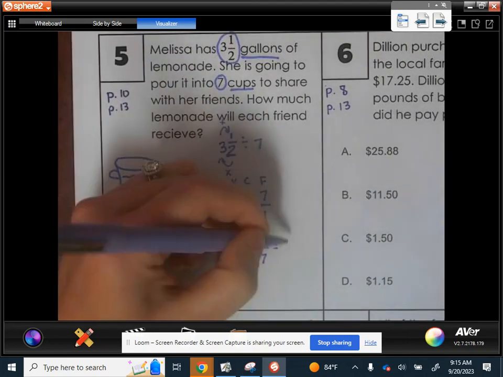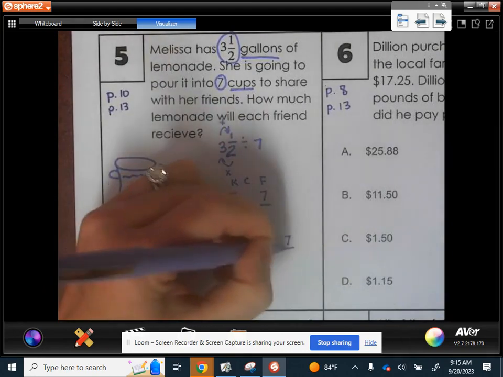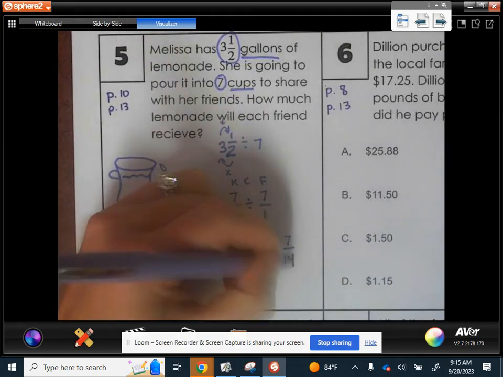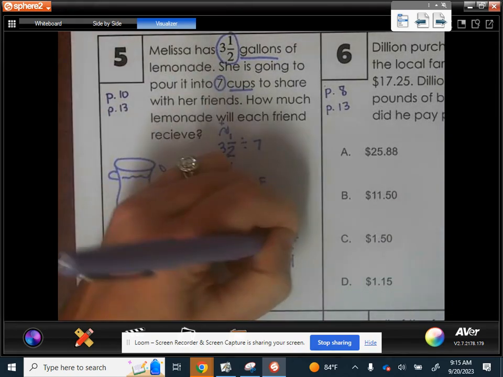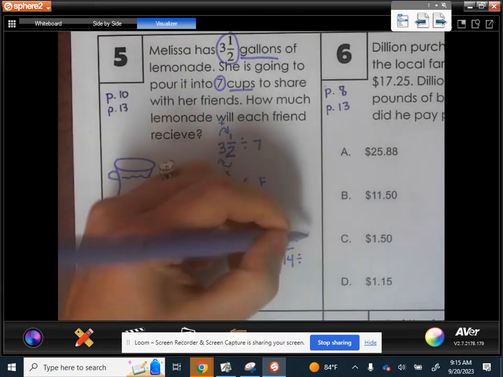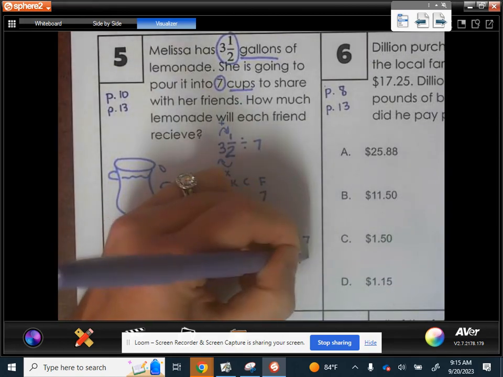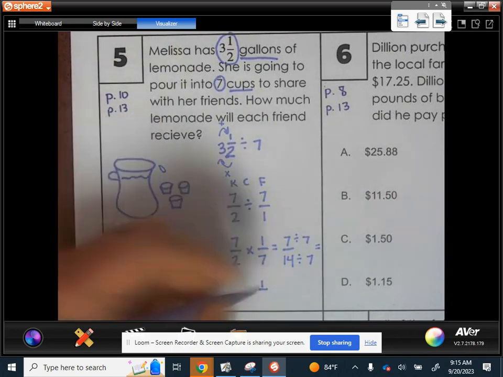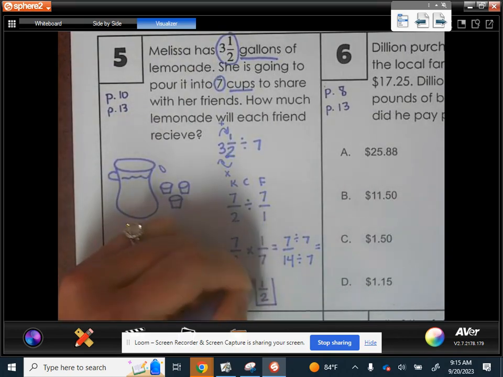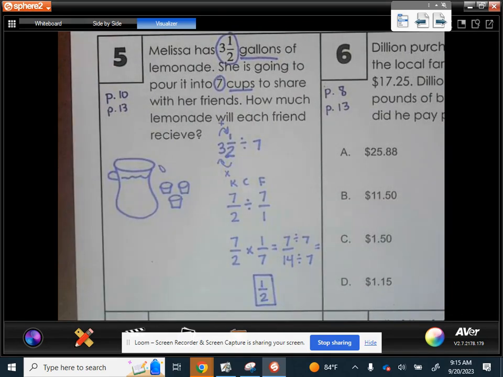And then I can go ahead and multiply. 7 times 1 is 7. 2 times 7 is 14. If this were a multiple choice question, that would not be one of your answer choices because it's not in simplest form. 7 and 14 are both divisible by 7. 7 divided by 7 is 1, and 14 divided by 7 is 2. So each one of those friends is going to get a half a gallon of lemonade. That is a lot.